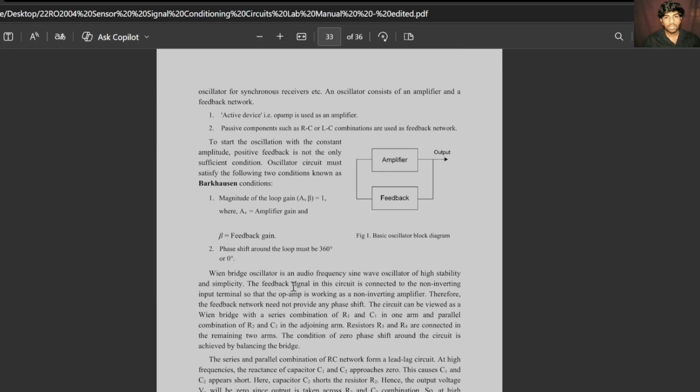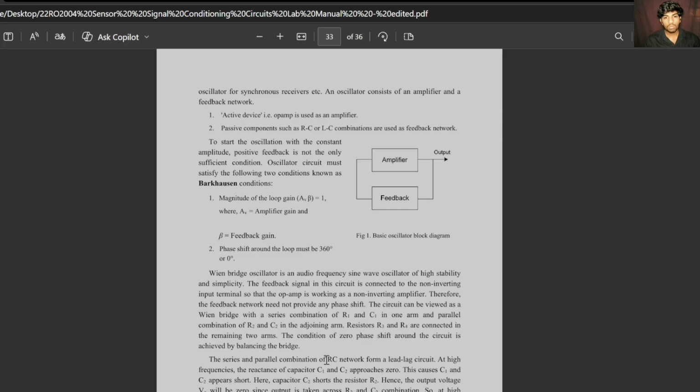The Wien Bridge oscillator is an audio frequency sine wave oscillator of high stability and simplicity. The feedback signal in the circuit is connected to the non-inverting input terminal, so the op-amp is working as a non-inverting amplifier. Therefore, the feedback network may not provide any phase shift. The circuit can be viewed as the Wien filter: a series combination of R1 and C1 in one arm and a parallel combination of R2 and C2 in the adjoining arm.